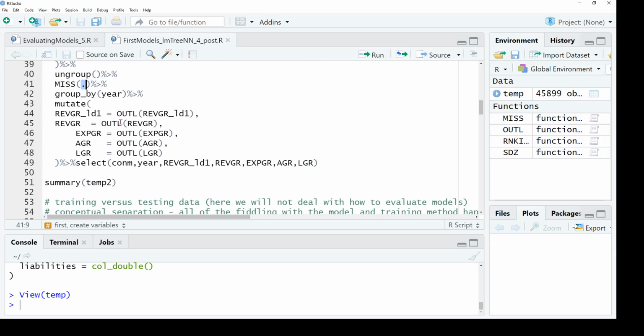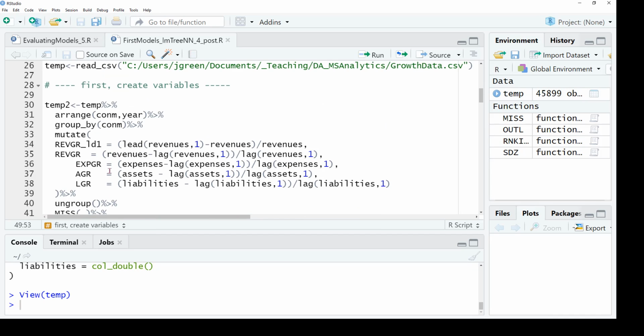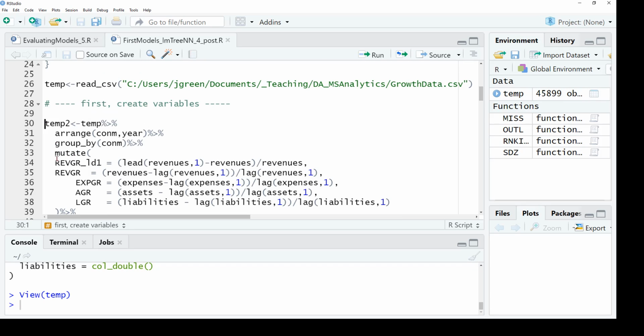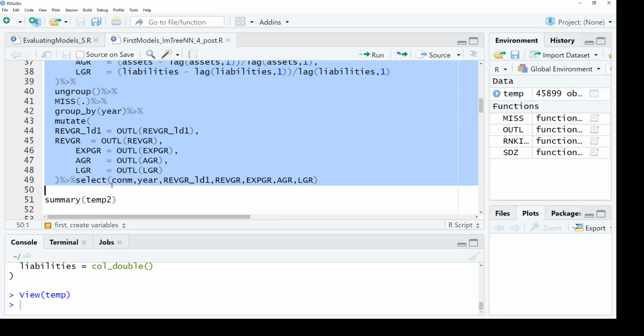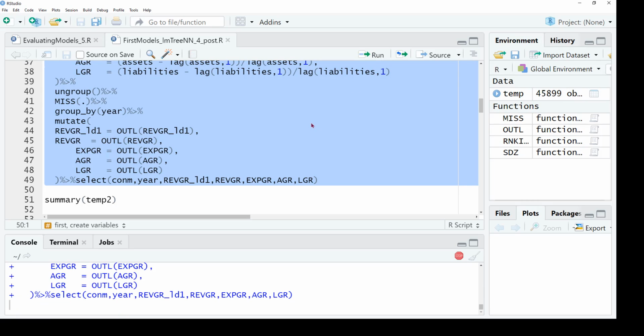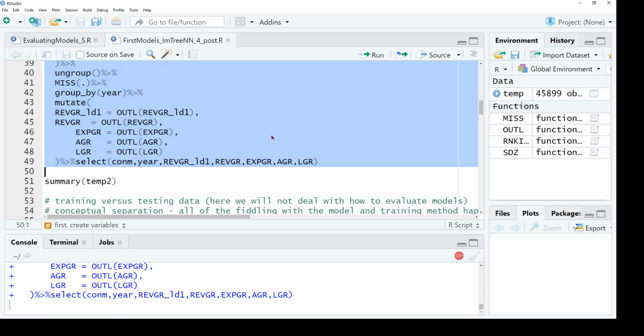Then we're going to remove the outliers. Here I'm removing the outliers by year. And a new function, select, says keep only columns that I name in the select function. So here I'm only keeping company name, year, and these variables that we just created, these new columns. So I can run these, and we can look at the data and see what it looks like at this point.